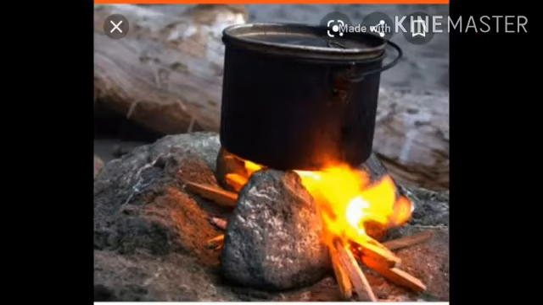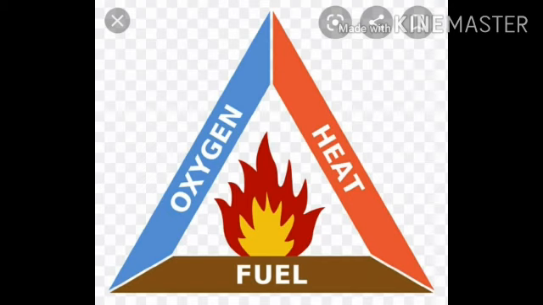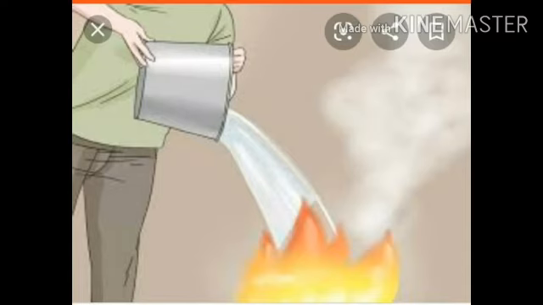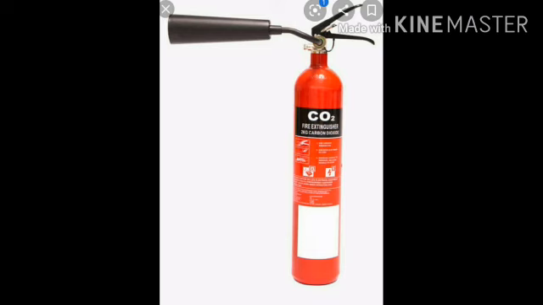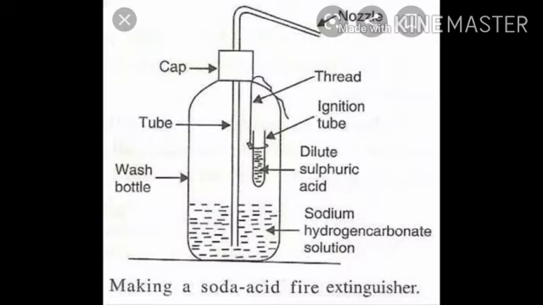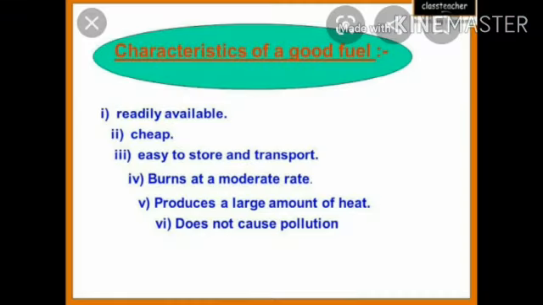So in today's video we have seen the uses of fire. Then we discussed the fire triangle. Then we saw how to stop a fire by water, sand, by using a fire extinguisher, and by using a soda acid fire extinguisher. Then we discussed the calorific value of different fuels and the characteristics of a good fuel.